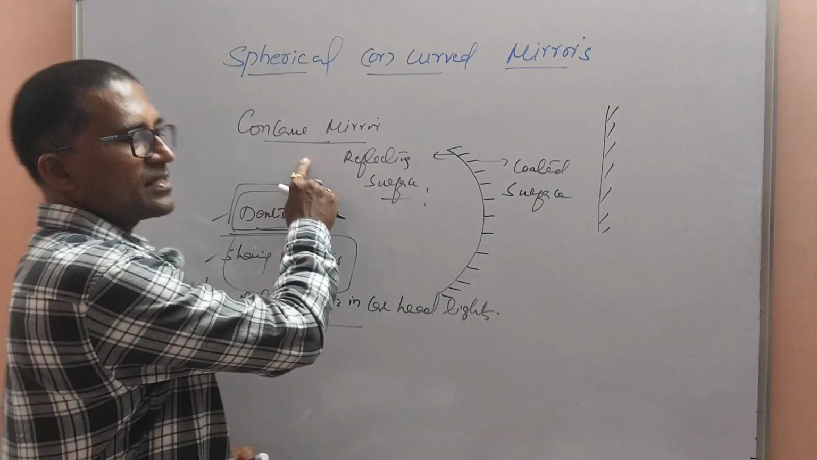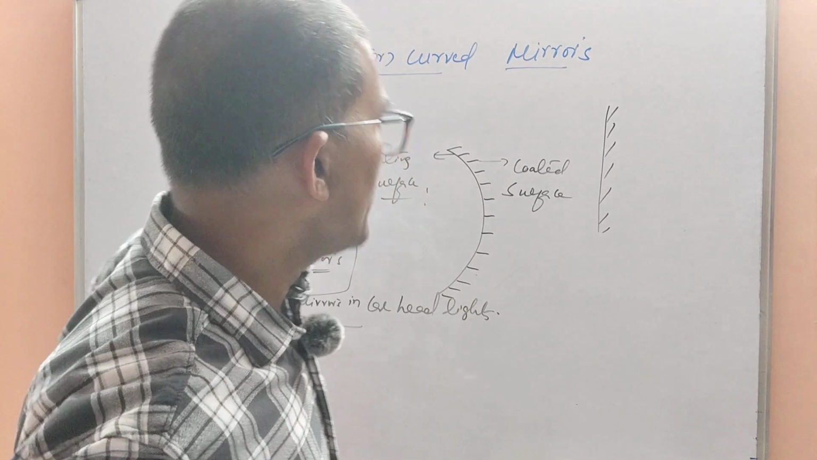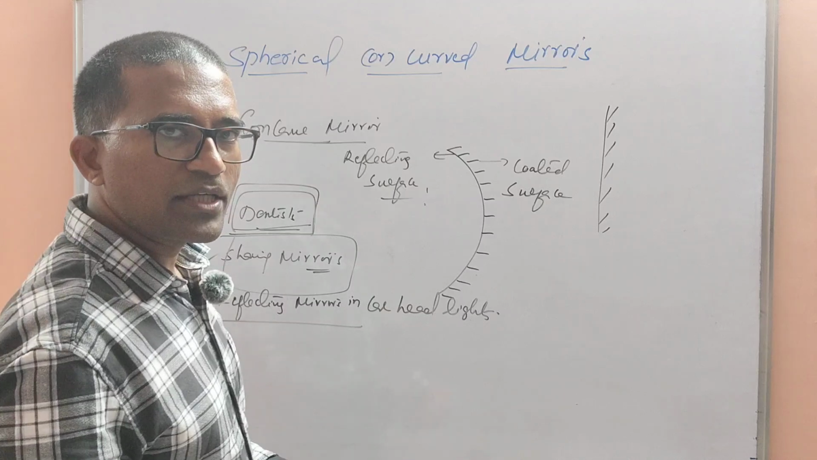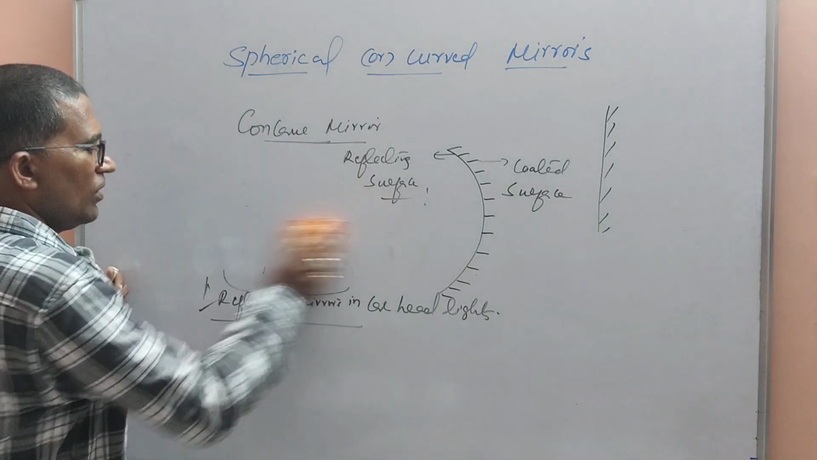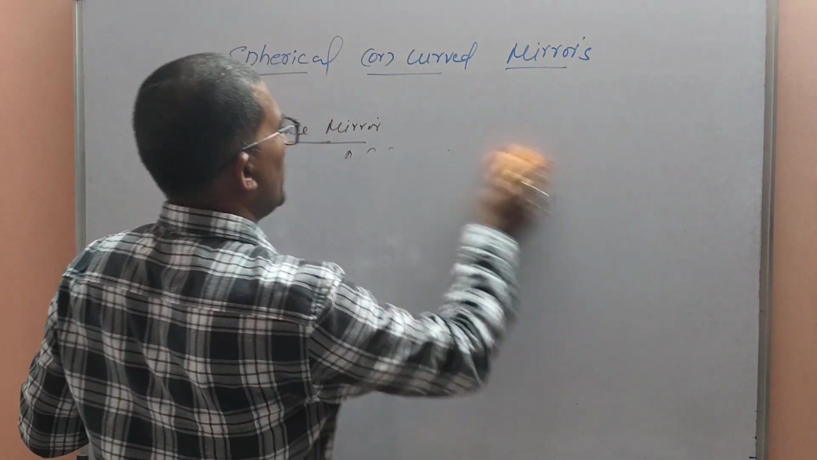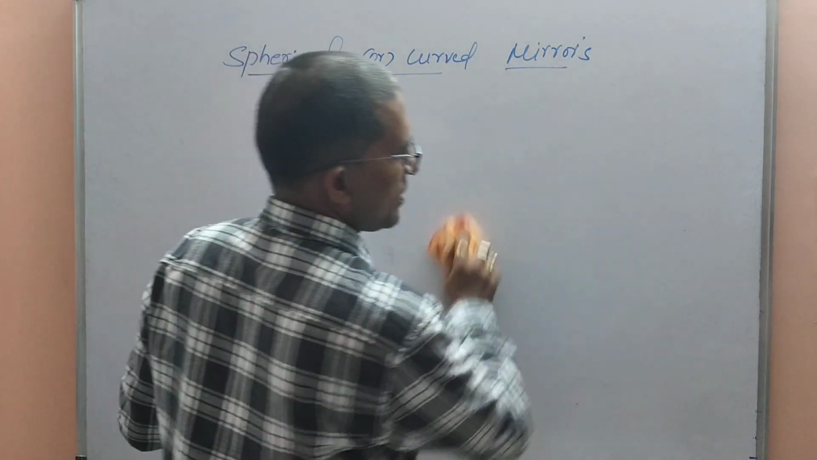So a concave mirror is a type of curved mirror or spherical mirror in which the reflecting surface is bent inwards. Later I will be discussing the properties of the image formed by concave mirrors also.